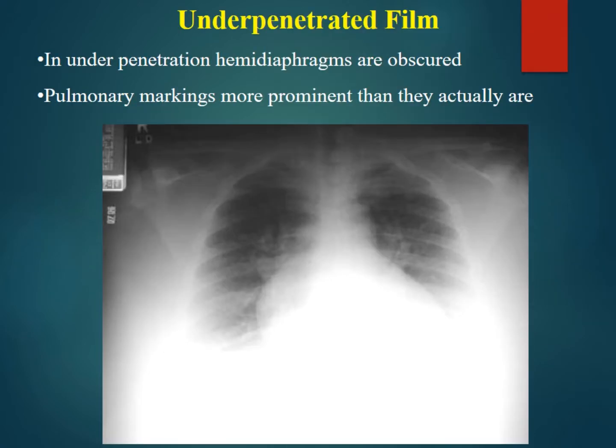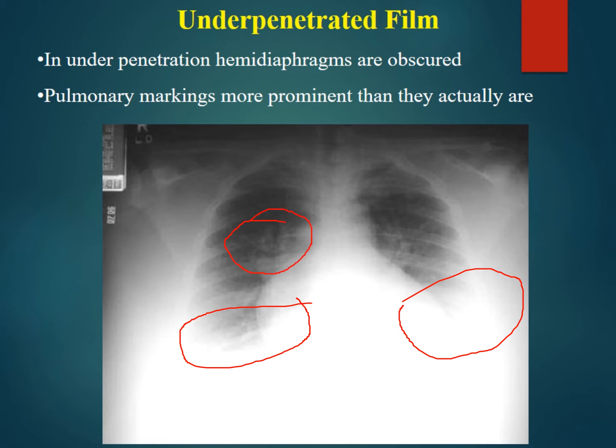In an underpenetrated film, the diaphragms are obscured. Here in this region, we cannot see the diaphragm properly. The pulmonary markings are more prominent. We can see here the pulmonary markings which are more prominent than they actually are.